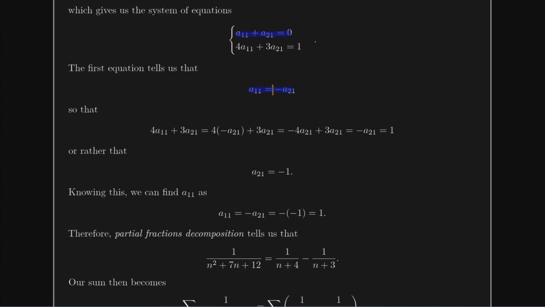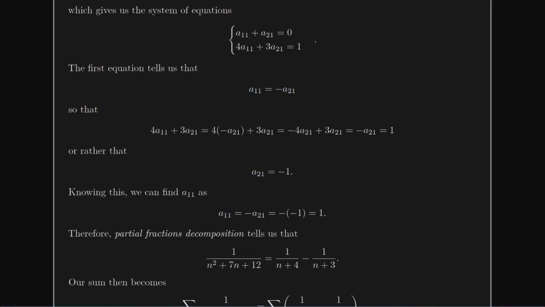Then once I know that a11 is negative a21, I'm going to go ahead and grab it and plug it into the second. When I plug it into the second, I'm going to get 4 times negative a21 plus 3a21, which ends up just being negative a21 is equal to 1. Well, if negative a21 is 1, then positive a21 is negative 1. And if a11 is negative a21, then a11 is positive 1.